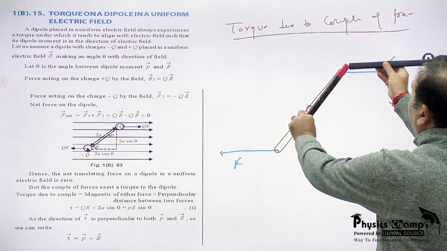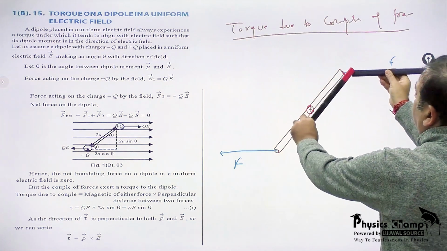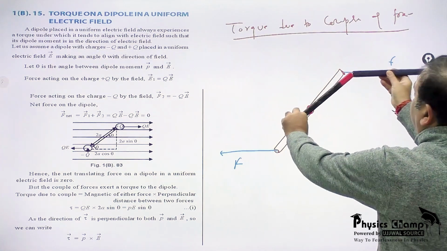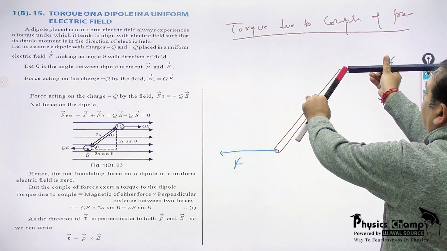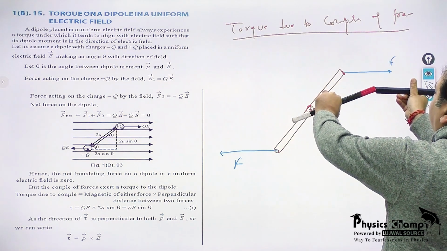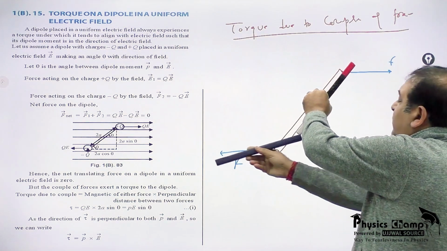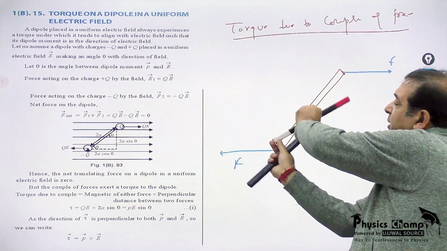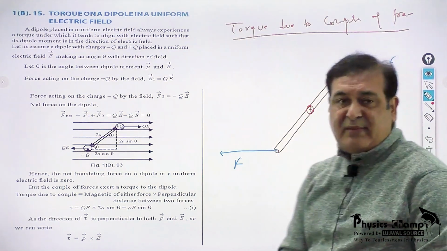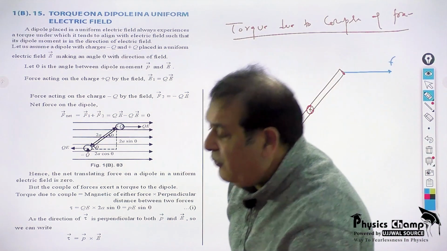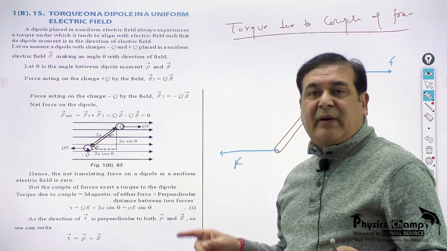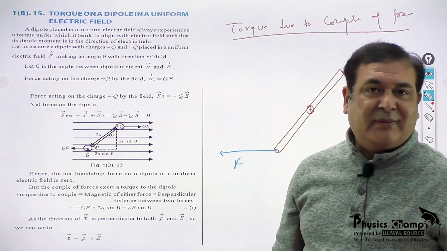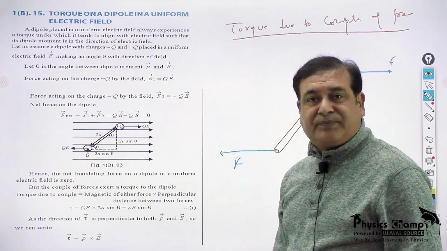So, the upper force is trying to rotate it clockwise, with the axis at the center. Similarly, I have a force here which is also pulling it, also rotating it clockwise. So, I call it couple of force, where both the forces are trying to rotate it in the same direction and they are acting at the two sides.